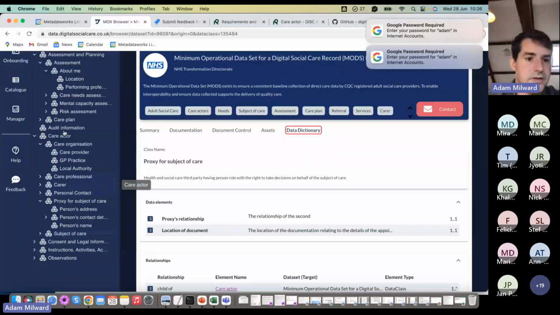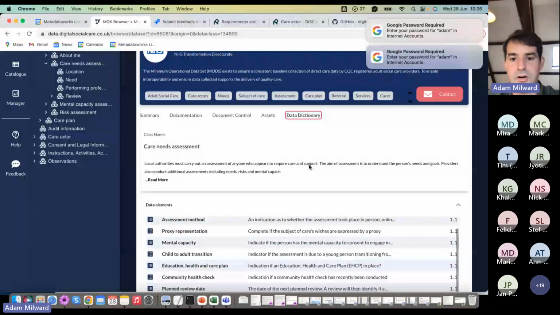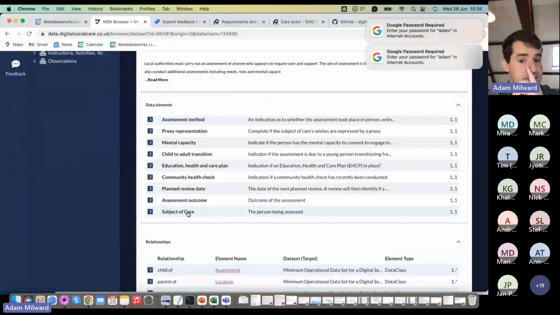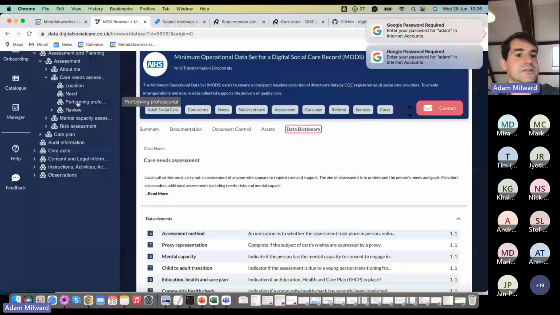So we're in the assessment area, in the care needs assessments. At the moment, you've got a link to the subject of care, an explicit link saying you need to link that record to the subject of care record. But we've added performing professional as a subclass, so rather than having that underneath it, we should just have a link through to it.